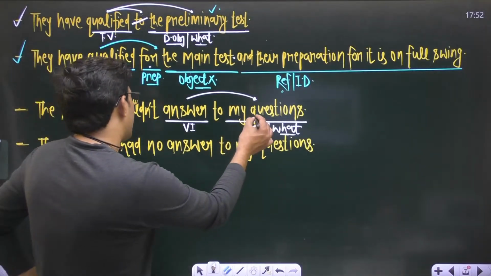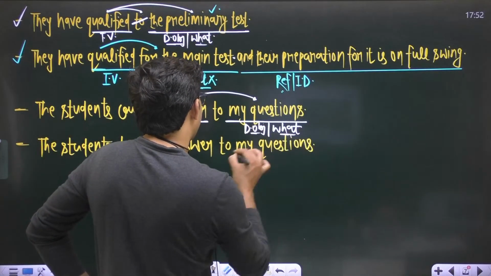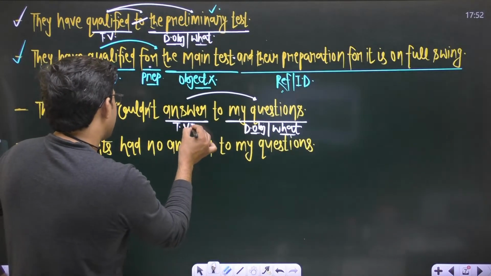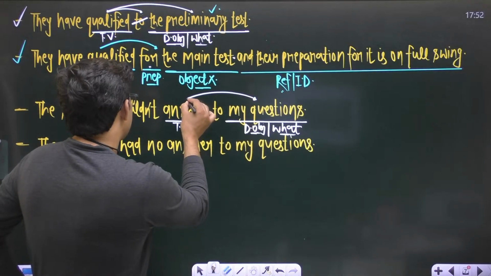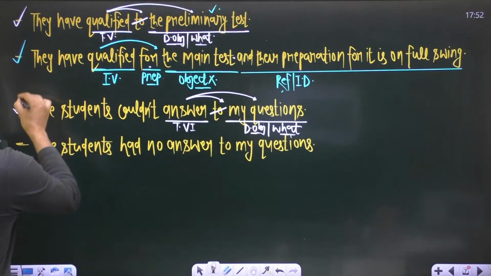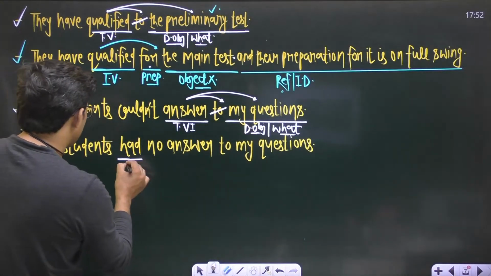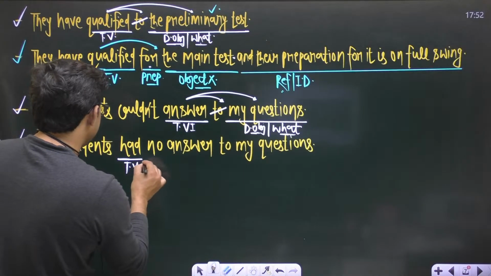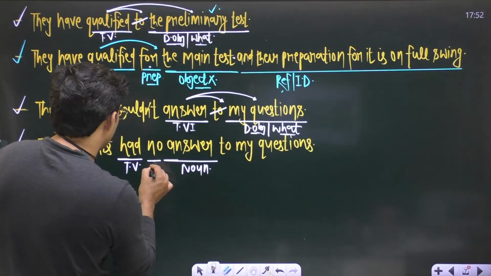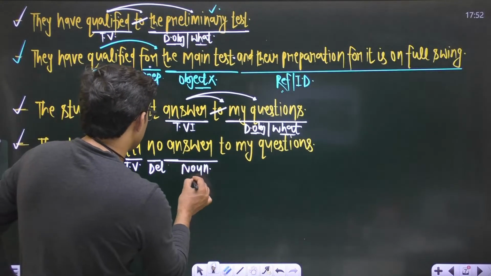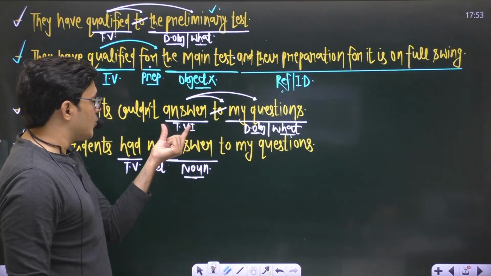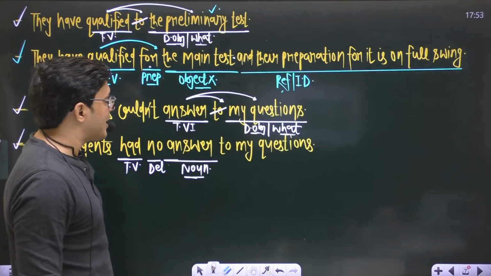So this word my questions is a direct object, reply of what, and if you have an object it means this verb is transitive. Transitive verbs are followed by an object. Transitive verbs are not followed by prepositions. So drop the preposition to. But in the next sentence you have the main verb had, and this word answer is a noun in this sentence, and this word no is a determiner. If you use answer as a verb, this is always transitive. Transitive verbs are not followed by prepositions.